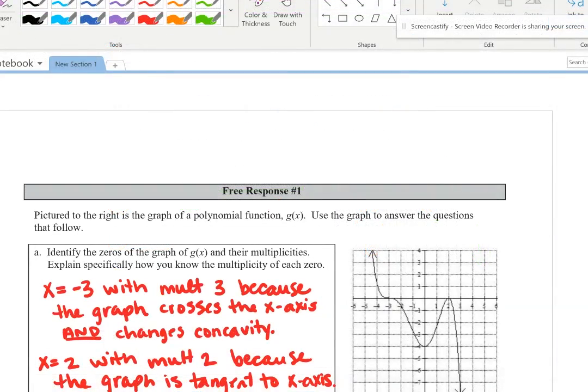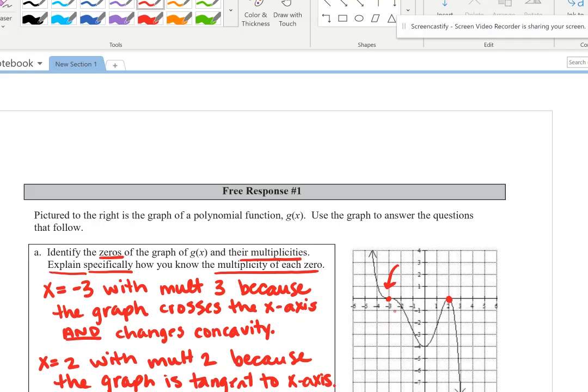We're going to talk about the free response question on A. The directions say the picture to the right is the graph of a polynomial function g of x, and use the graph to answer the question. So on A it says identify the zeros and their multiplicities and then explain specifically how you know the multiplicity of each zero. So we need to get better at our academic vocabulary. So no chill, no bounce, and stuff like that. So let's try to learn the correct way to explain something in mathematical terms. So we can definitely see a lot of you guys were able to identify the zeros of the function.